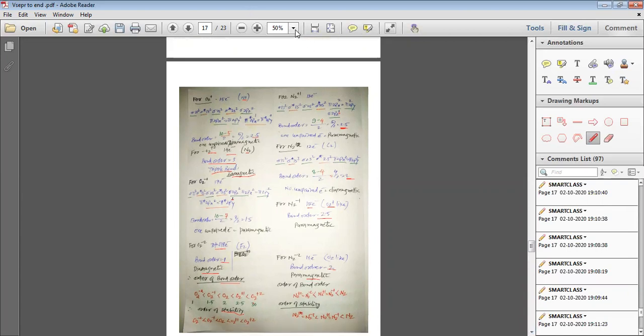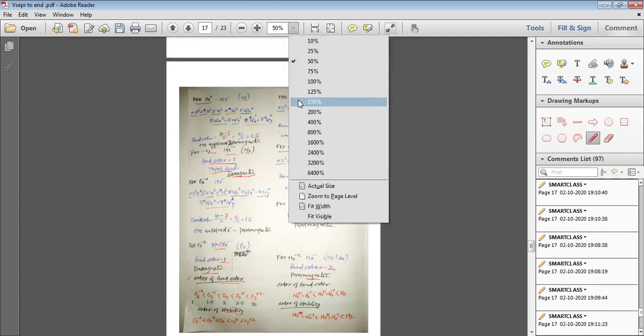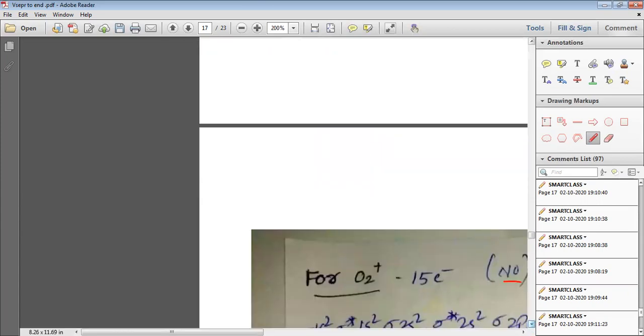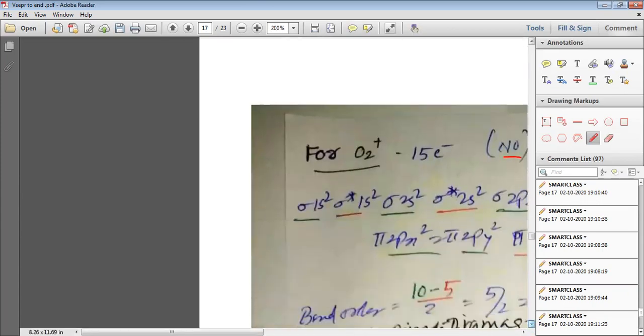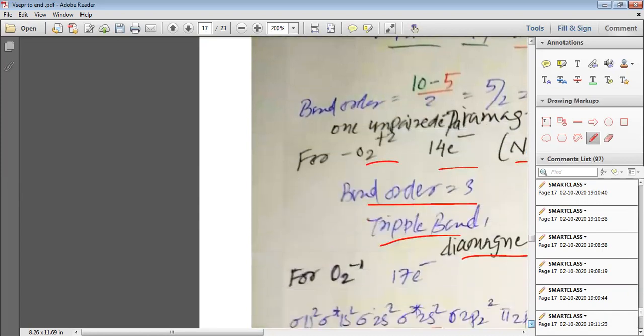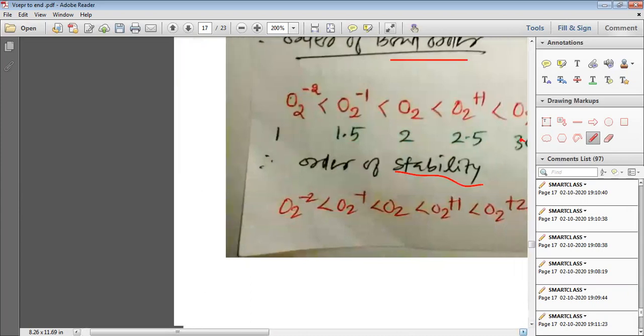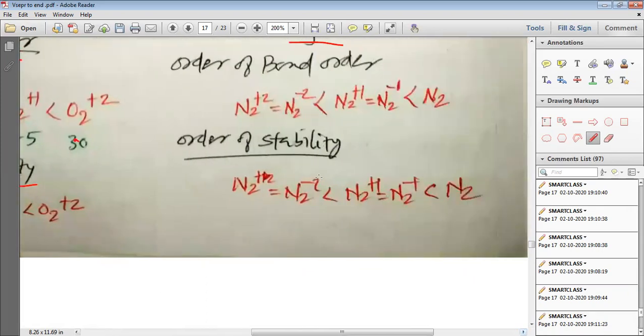Once again I am repeating, N2 plus 1 and N2 minus 1 have bond order 2.5, and N2 plus 2 and N2 minus 2 have bond order 2, and that is why, my dear students, we can easily understand that the bond order for N2 plus 2 and N2 minus 2 is equal. The bond order for N2 plus 1 and N2 minus 1 is equal. And N2 has the highest bond order as compared to all these species.